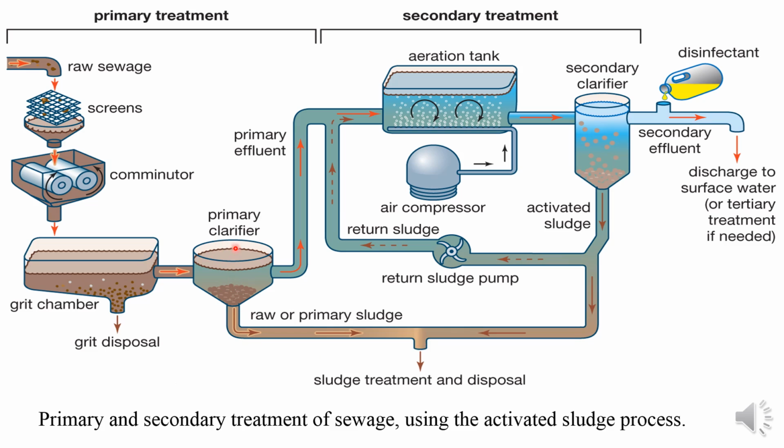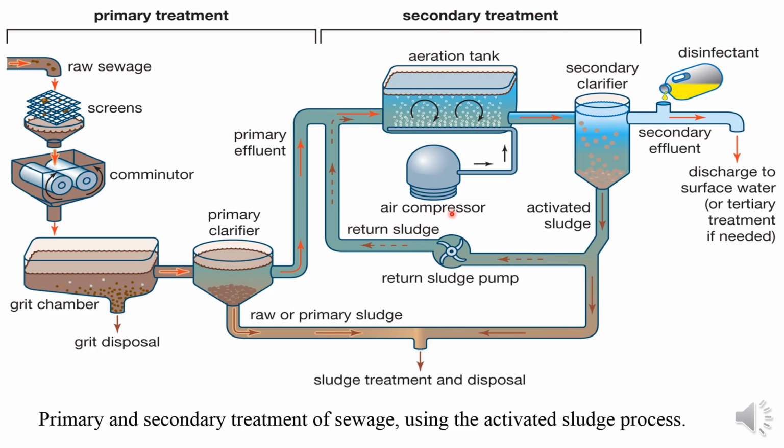And from this primary clarifier, it is now called the primary effluent. It enters toward the secondary treatment. During the secondary treatment, the first step is the aeration tank.